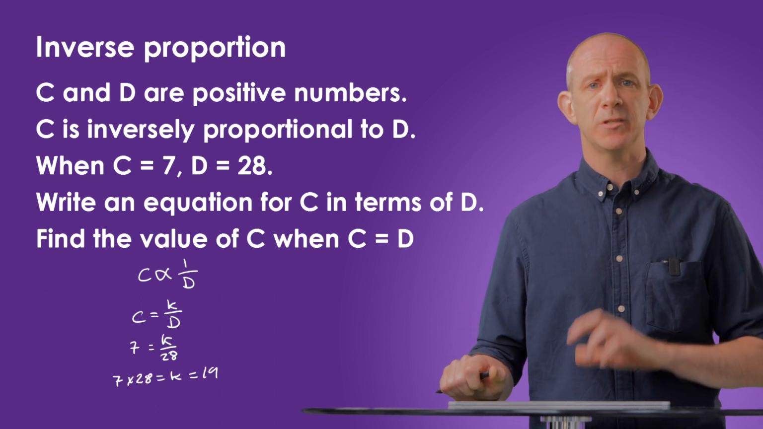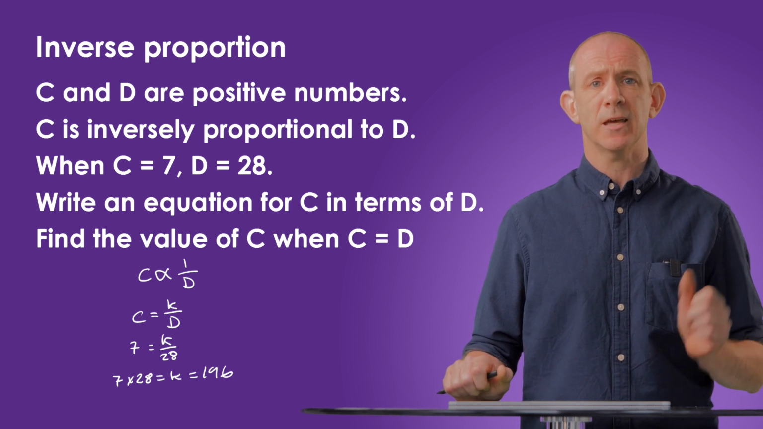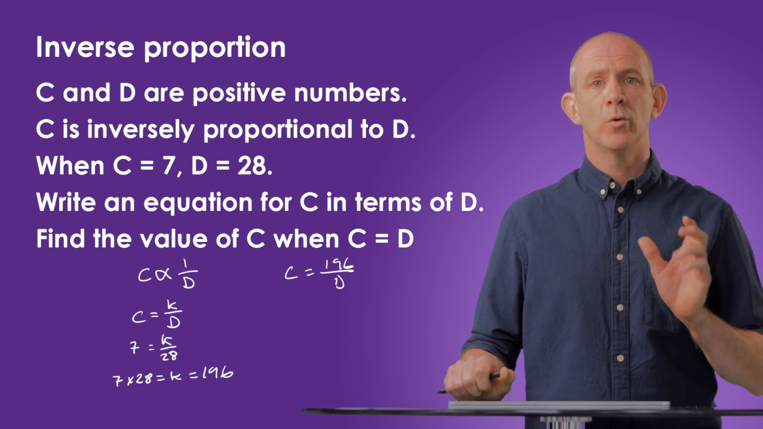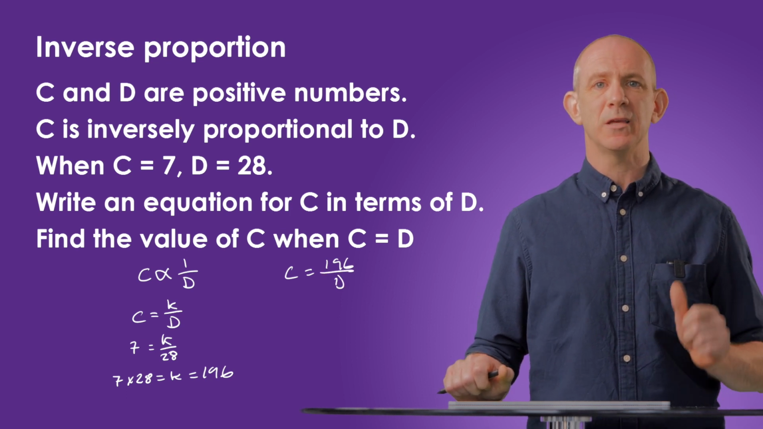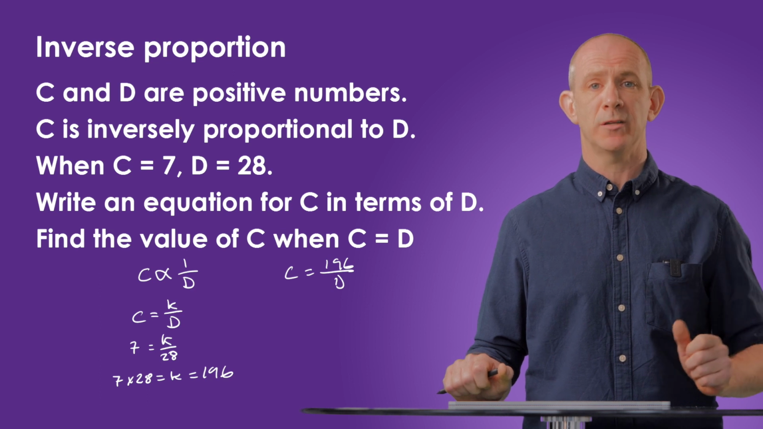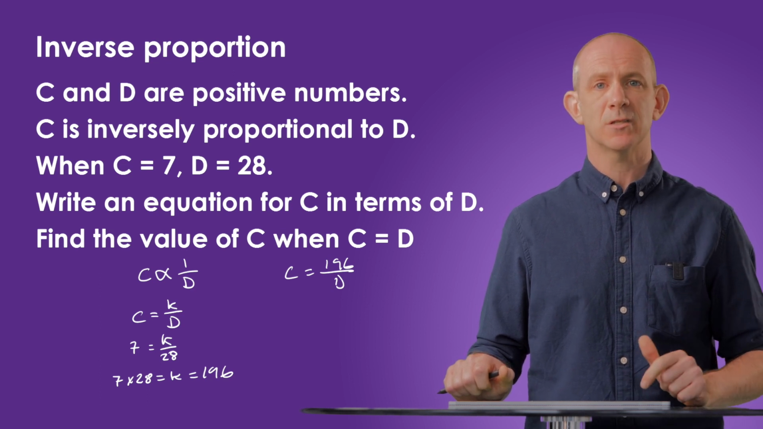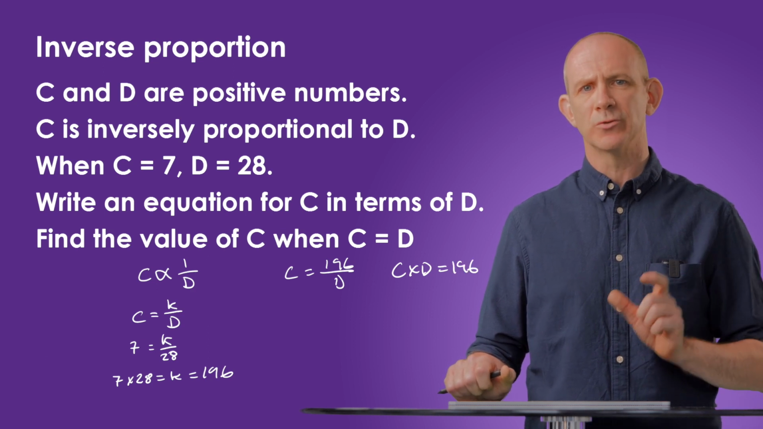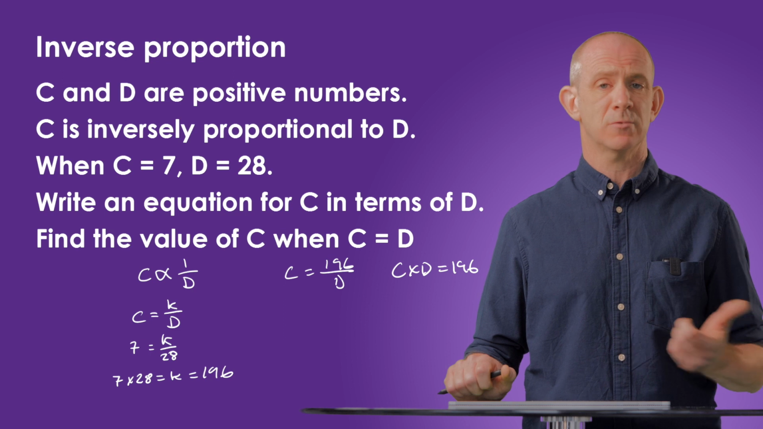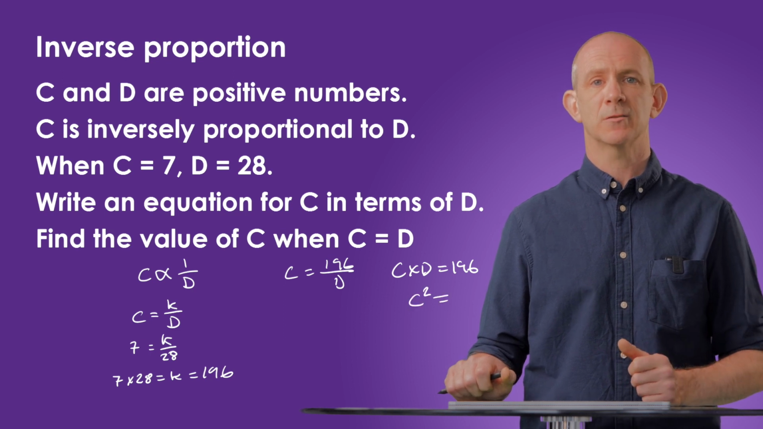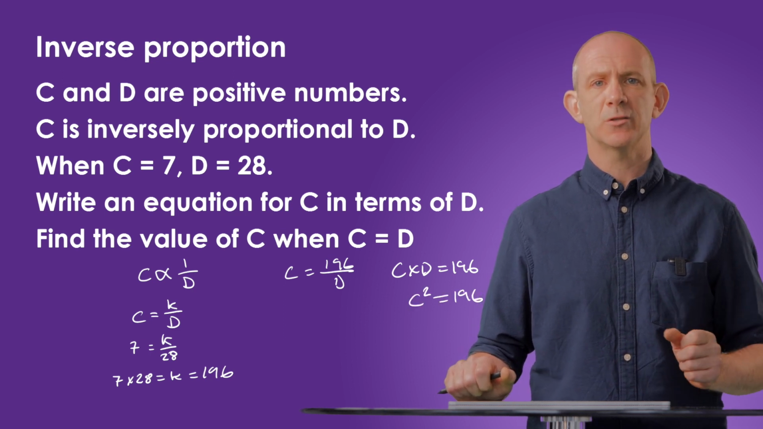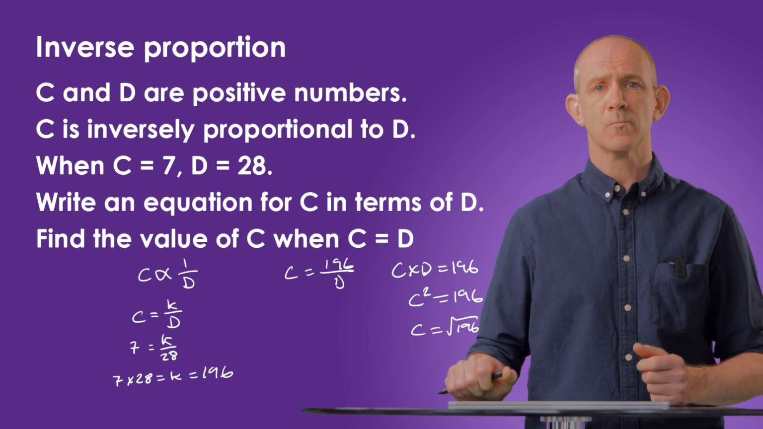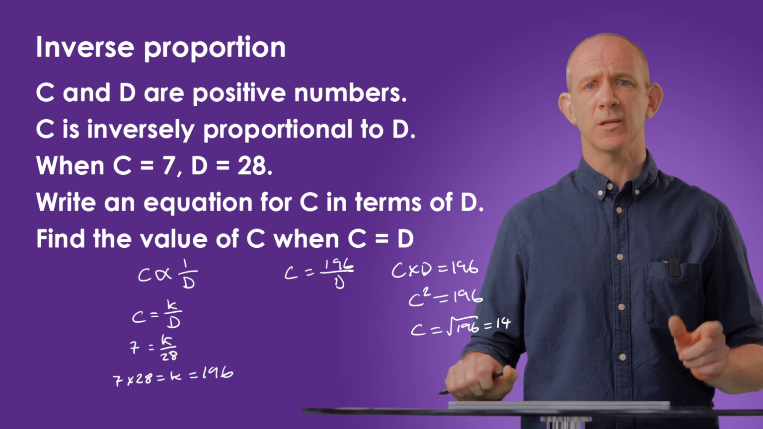This can then be substituted in for k in our equations to get c equals 196 over d. We're then looking to find the value of c when it equals d. So let's multiply both sides by d to get c times d equals 196. As we're looking for c to equal d, we could say it's c squared equals 196. If we square root both sides, we get c equals the square root of 196, which is 14. So we've solved for c when it equals d.